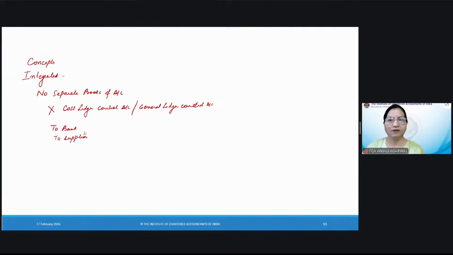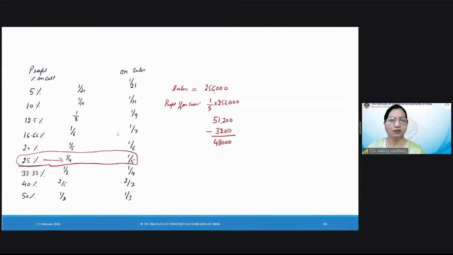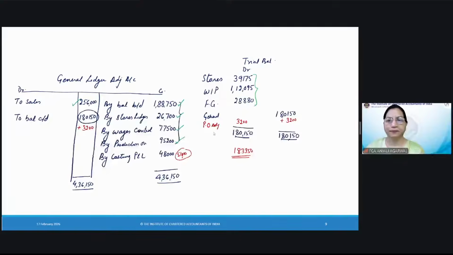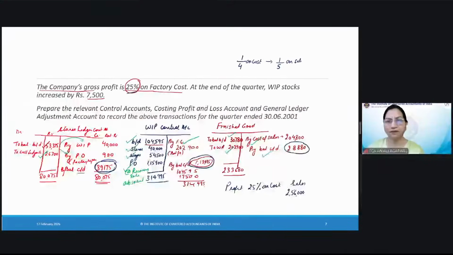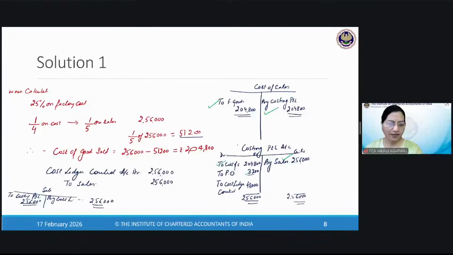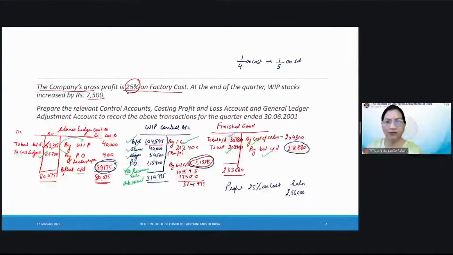There is absolutely, I have a doubt in costing P&L: how did the cost of goods sold amount come in finished goods? Okay. So you already had 30,780 worth of goods, and then another 2,02,900 of finished goods came from the WIP account when they were completed. So they moved from WIP to finished goods. So in total you had 2,33,680 rupees of finished goods lying with you.